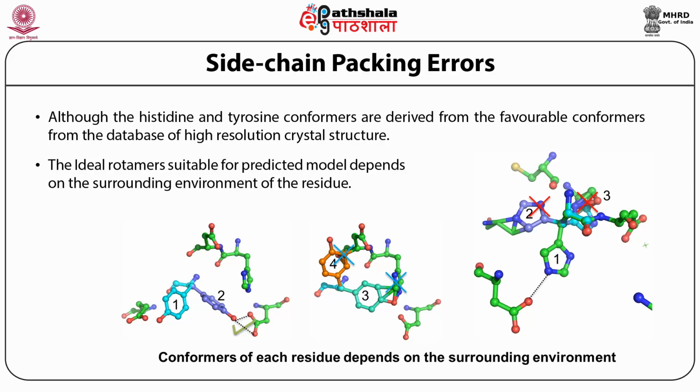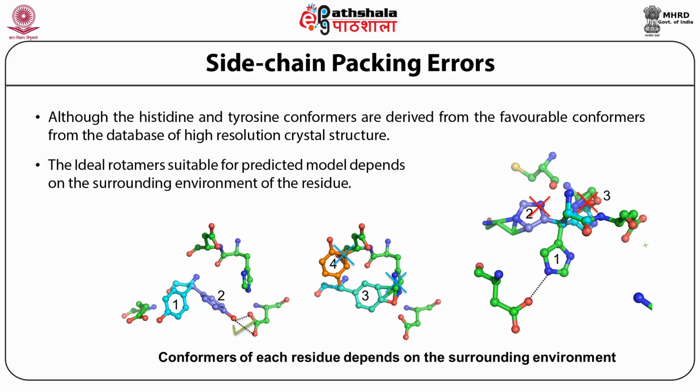So conformer 2 is the ideal conformer, or rotamer, for the tyrosine. In example 2, where you have conformers 3 and 4, you see in the third conformer, if you use this conformer for the tyrosine, then it will have a clash with the histidine. Similarly for conformer 4, if you use this conformer, then it will have a clash with the glutamic acid or aspartic acid, which is close in the environment. So the ideal conformer for tyrosine is rotamer number 2.